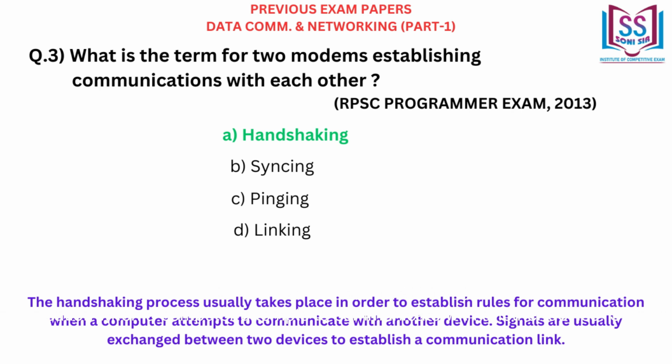Handshaking. The handshaking process usually takes place in order to establish rules for communication when a computer attempts to communicate with another device. Signals are usually exchanged between two devices to establish a communication link.